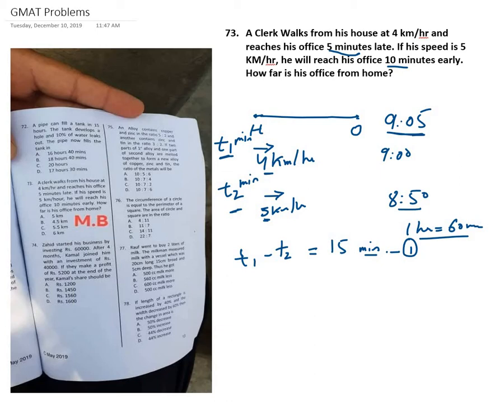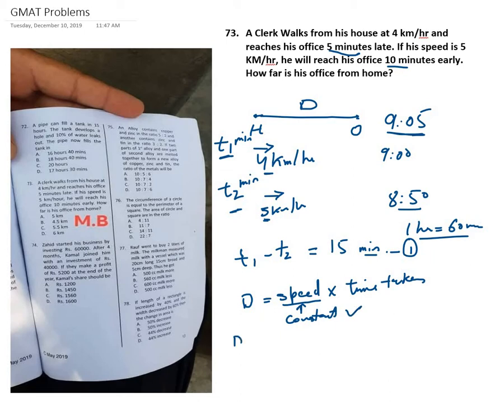Now let's say the total distance is D. Distance is speed multiplied by time taken, and this is true only if the speed is constant. We are given that he is moving with constant speed in both scenarios, 4 km and 5 km per hour. This has to be constant, and which is true.